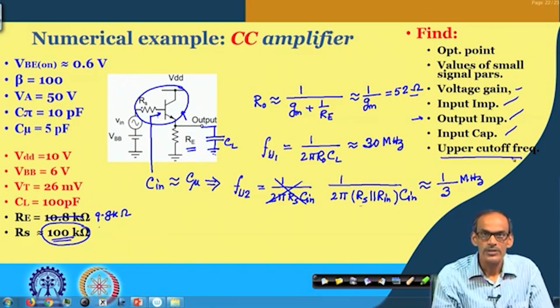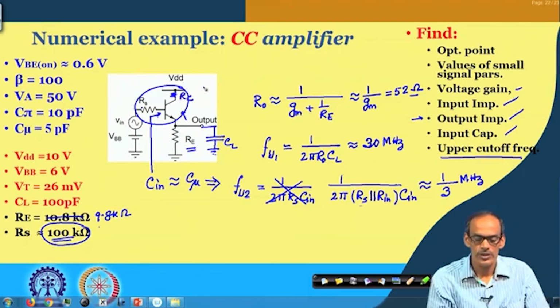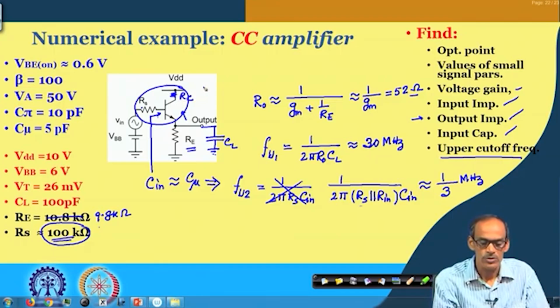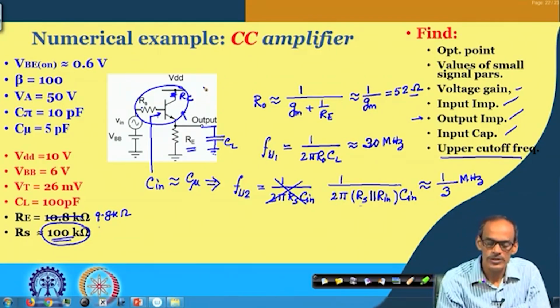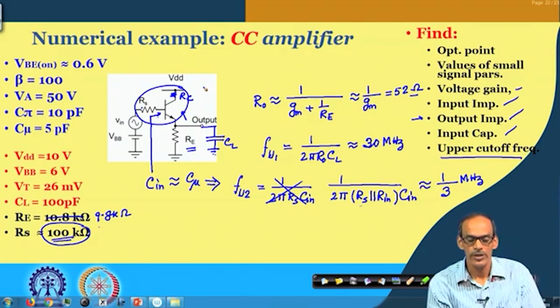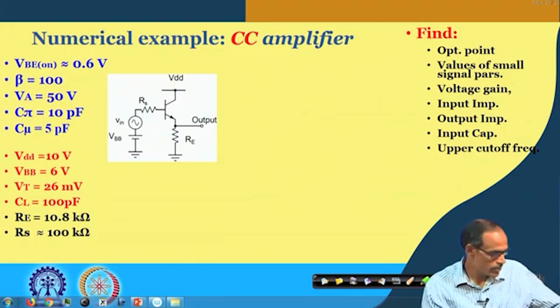Now, if I consider the other resistance also, RC, then of course there will be a change. So, we will see that, but before that let us consider the MOS counterpart also, namely the common drain amplifier. So, in the next slide we will be going for the common drain amplifier.